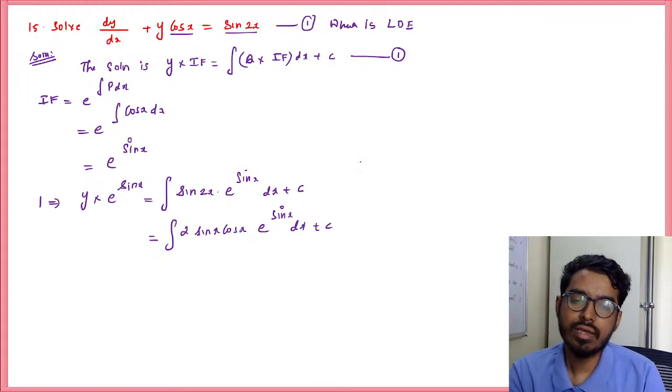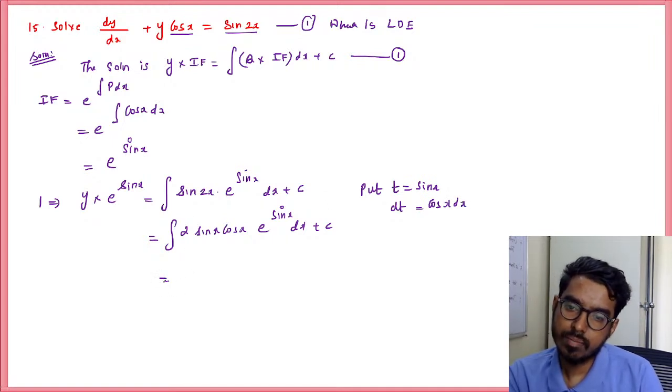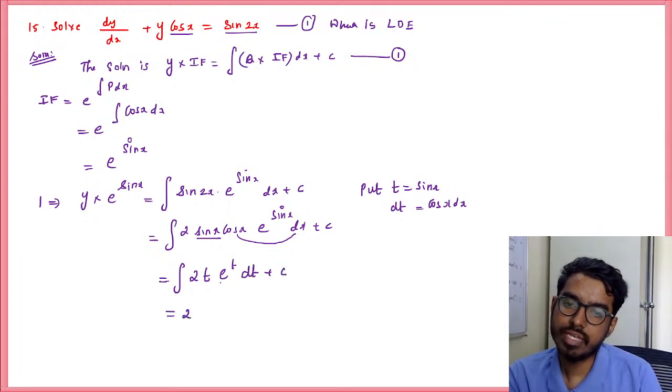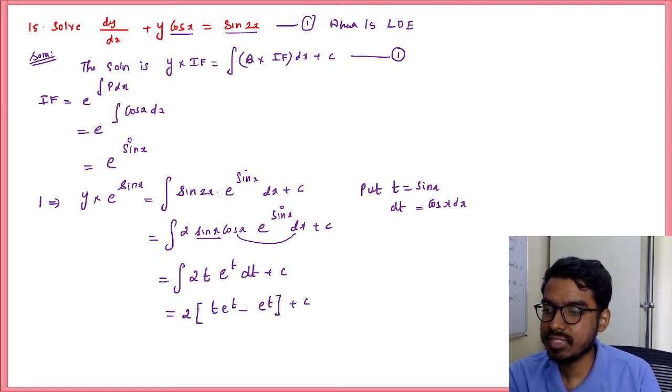Again, this is very simple, right? Already we have done this. Put t is equal to sin x. Therefore, your dt will be cos x dx. So this will be integration of 2 into sin x is t, e power sin x is e power t, cos x dx is dt, plus c. So just take 2 outside. So integration of t e power t, so uv minus integration of v du plus c, right?